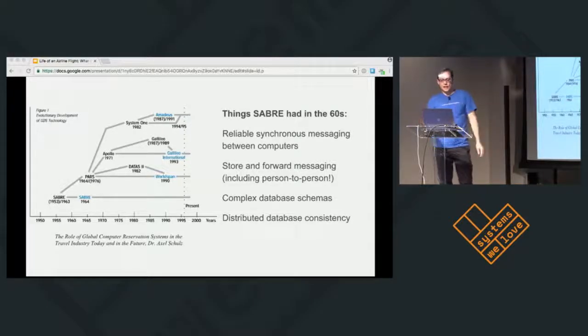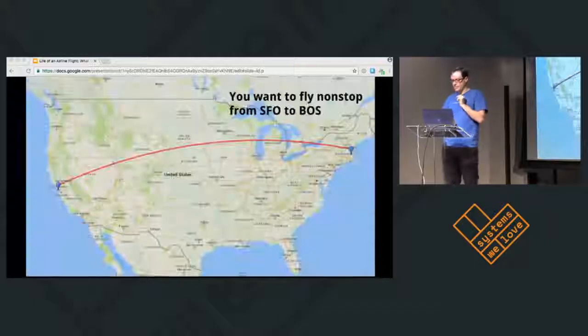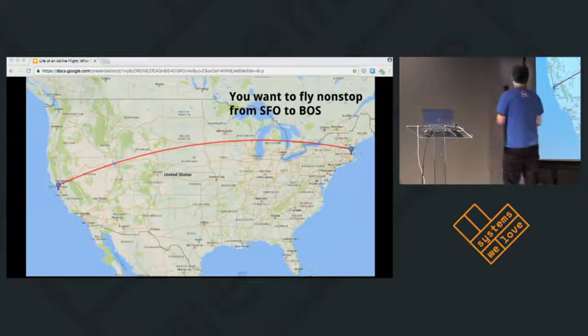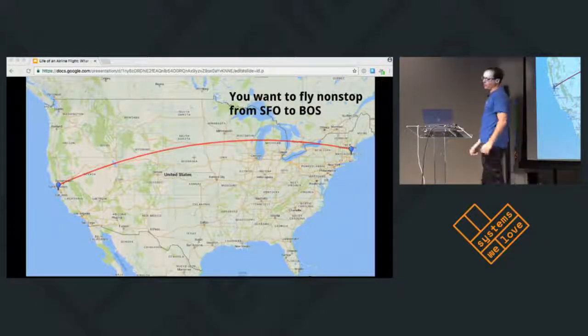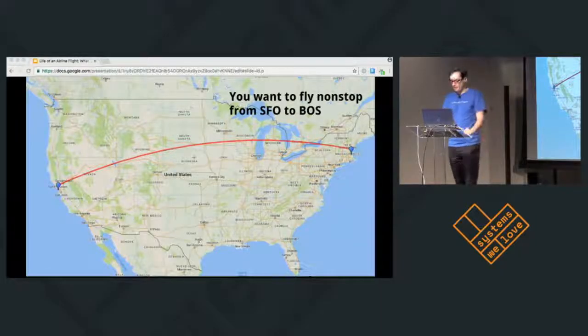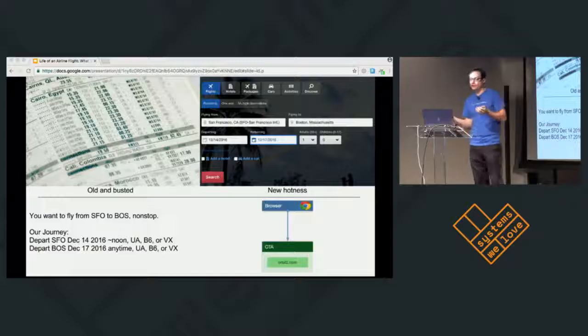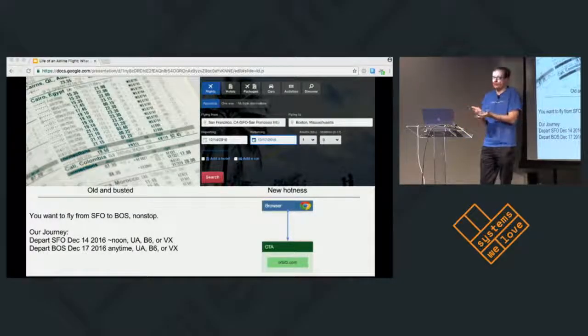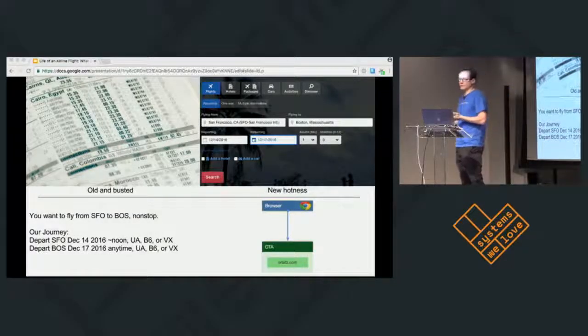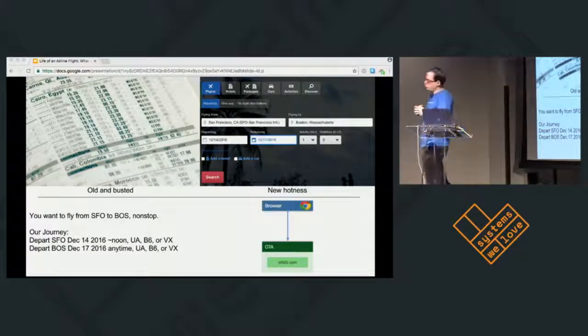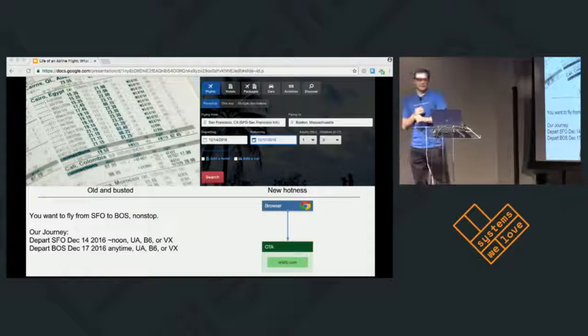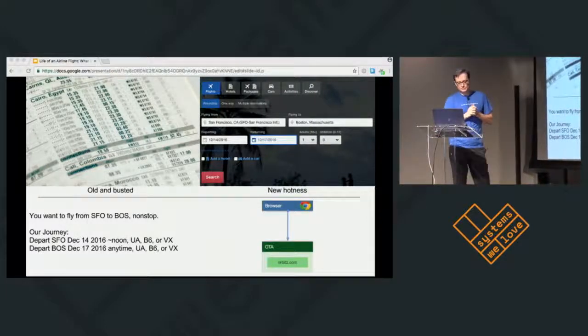But let's talk about what happens when you want to fly, right? Let's say you want to fly nonstop from San Francisco to Boston. How does this happen? Let's say you want it to be under $500. The very first thing you need to know is if any airline actually flies from San Francisco to Boston. It seems self-evident, of course, but you need to decide also when you will fly, like what dates, what times you want to fly.